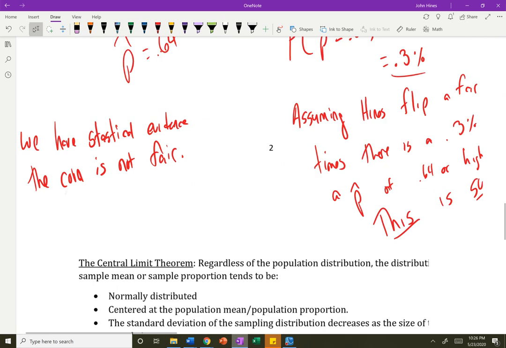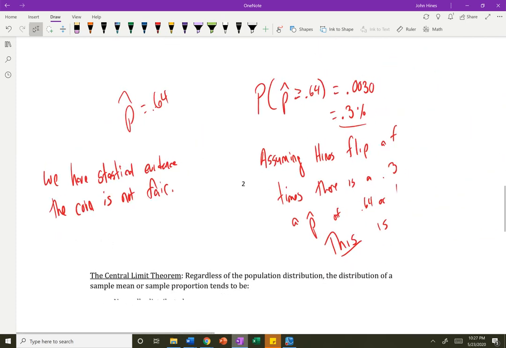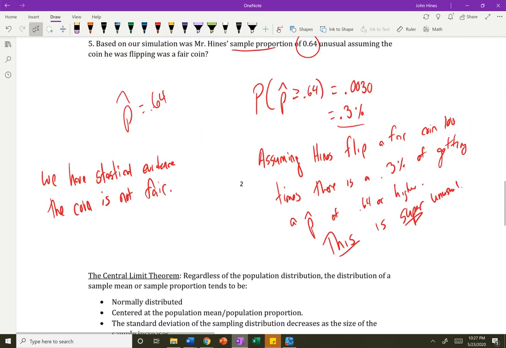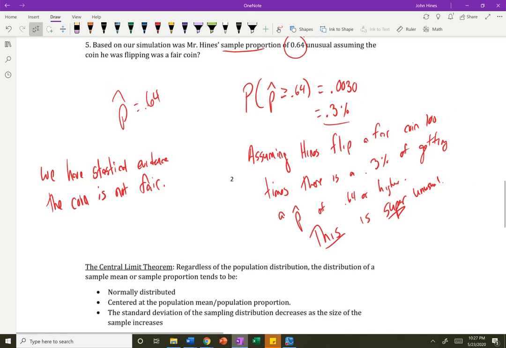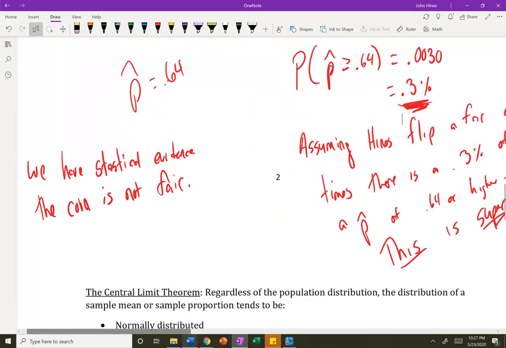And next week, we're going to look at, well, what is the true proportion of heads that this coin lands? Right now, we're just going to say, that's really extreme. We have evidence that this coin is not fair. We assumed it was a fair coin. We found the probability of getting a sample proportion of 0.64 or higher, because that's what I got, and it happened 0.3% of the time. So that's super unusual.